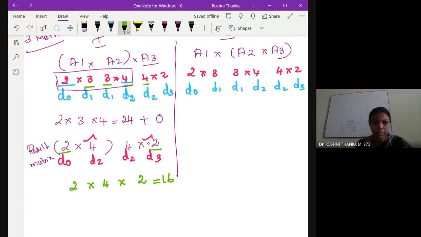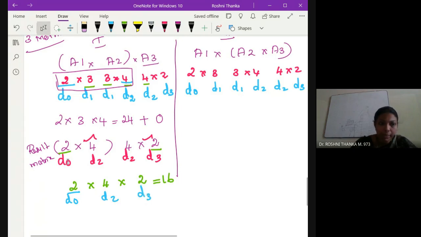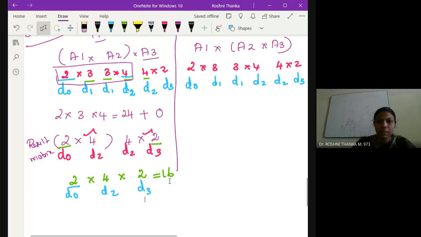Again, we'll give some name to this. This 2's name is D0 and this is D2 and this is D3, right? So this 2 I get from this and this 4 I got from these 2 4s. Both of them's name is D2 and this 2 I got from here, whose name is D3. So that is what I have taken here. And finally, the cost of multiplying the resultant matrix with this A3 matrix is 16.